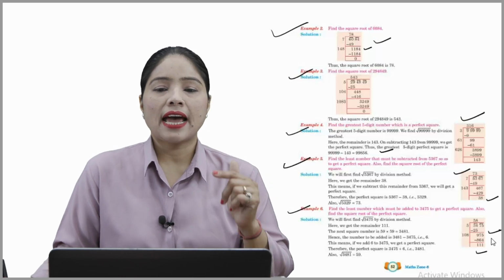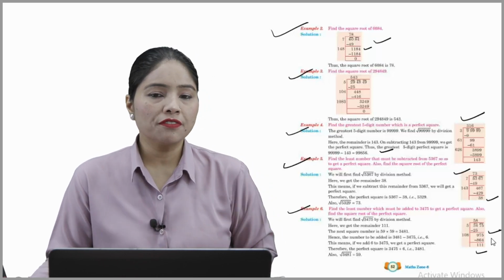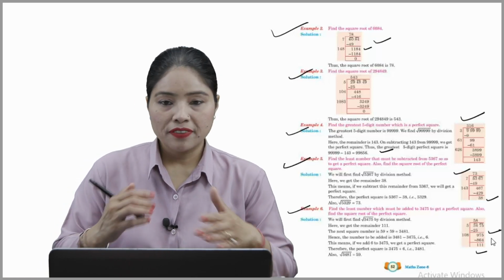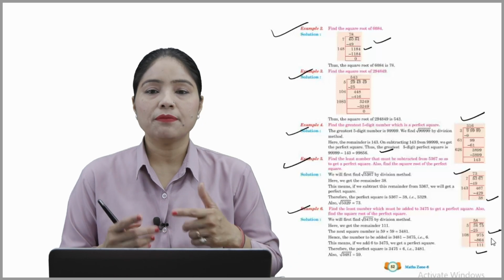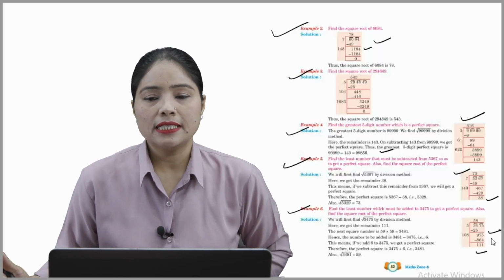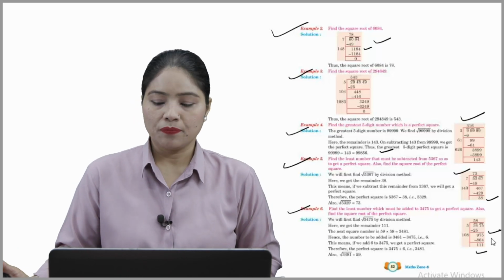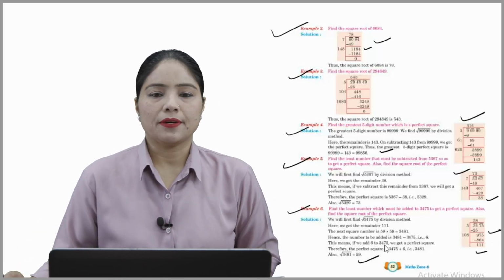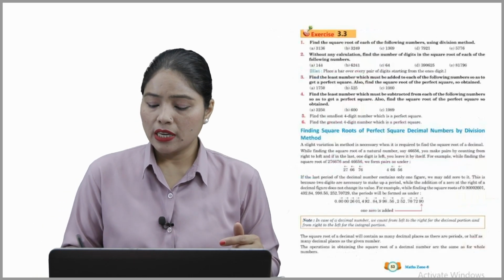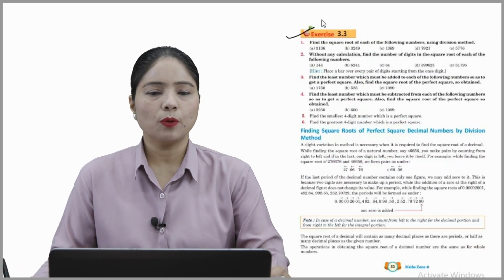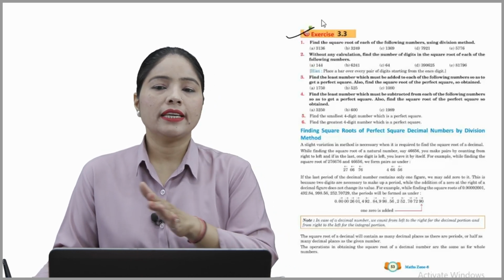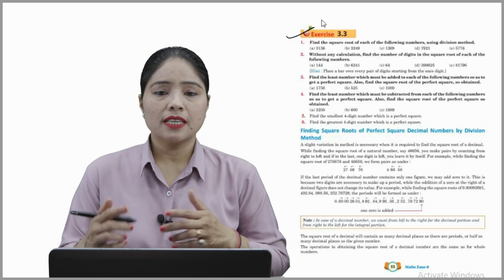This means if we add 6 to 3475, we get a perfect square. So the perfect square is 3475 plus 6, that means the new number is 3481, and it's the square of 59. Hope you understood the whole concept very nicely. So now move on to exercise 3.3. Find the square root of each of the following numbers using division method.